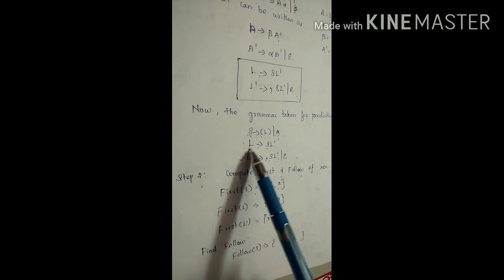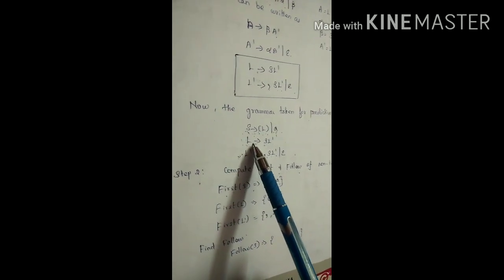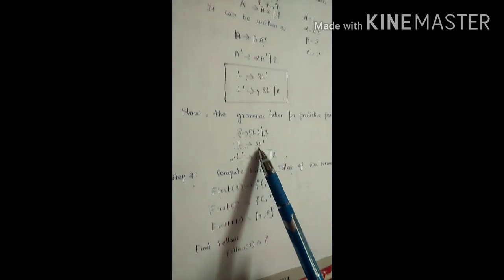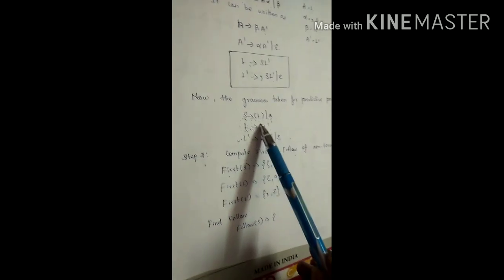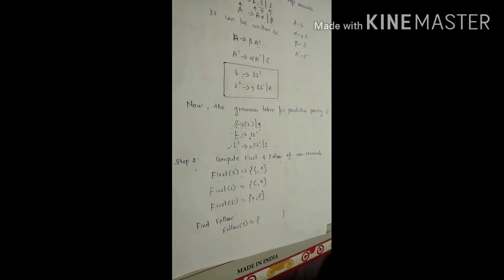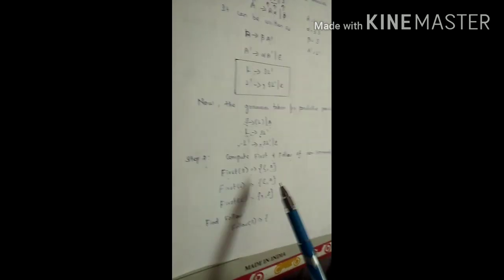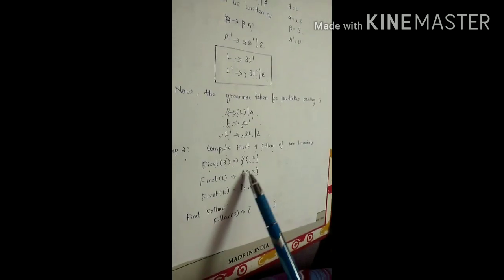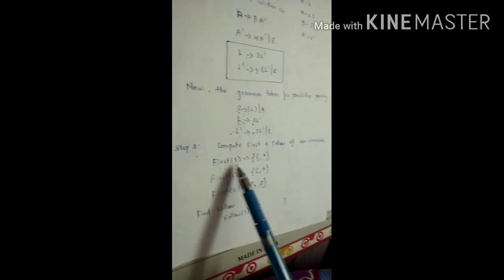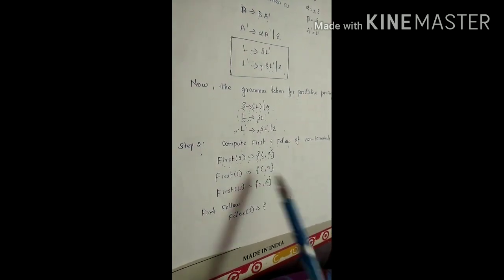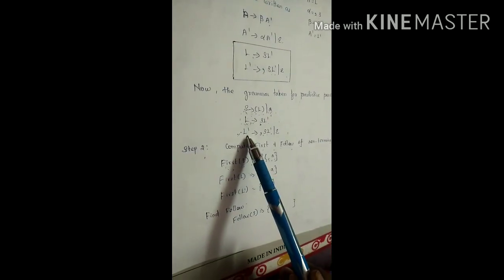Next, first of L. For the first of L, we have the first symbol as S. This S is a non-terminal. If the first symbol is a non-terminal, we need to write the first of that non-terminal. So we need to write first of S. What is first of S? First of S is open bracket, comma, A. So write that.